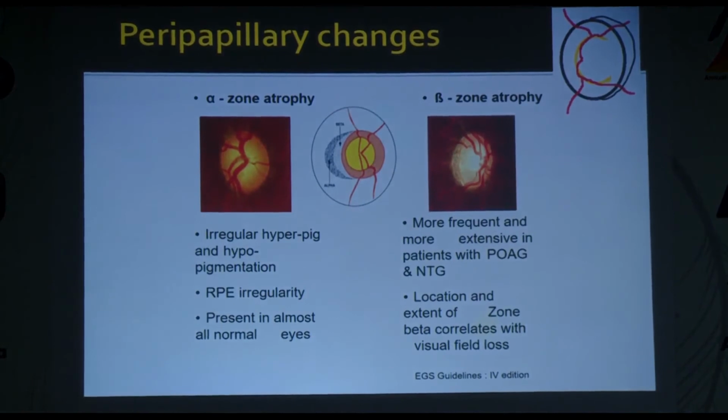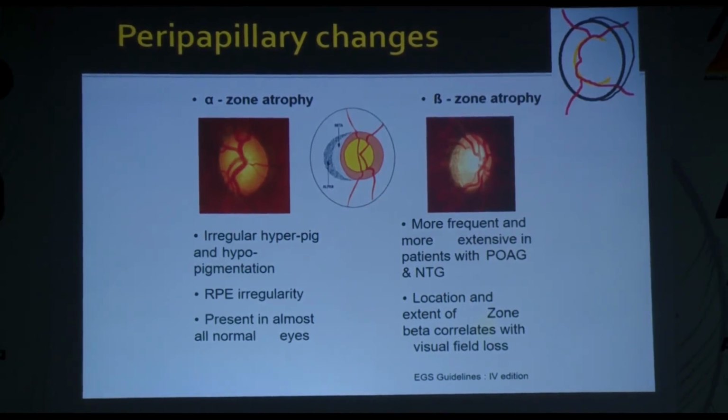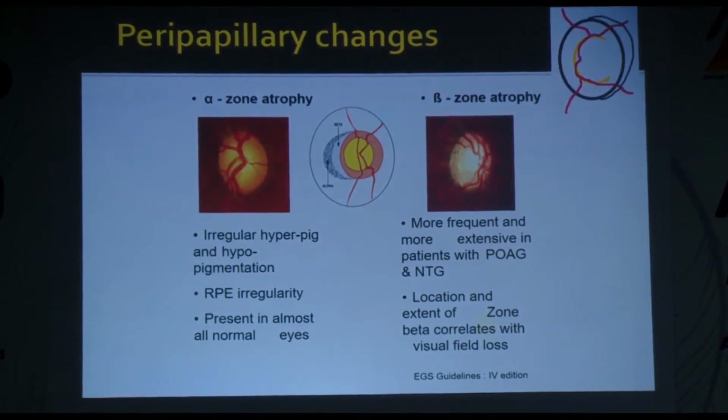Now, peripapillary changes can be of 2 types. The alpha zone atrophy, which is the outer peripapillary atrophy, is present in almost all normal individuals, but the presence of a beta zone atrophy is what needs to alarm you a little, because it's more frequent and more extensive in patients with POAG and NTG.